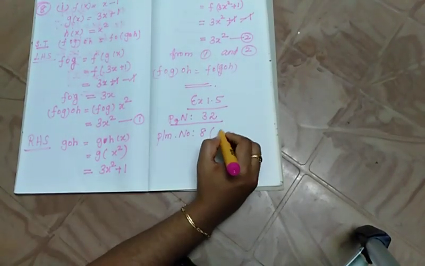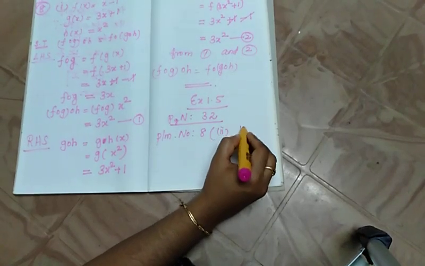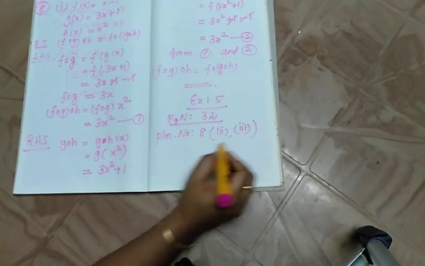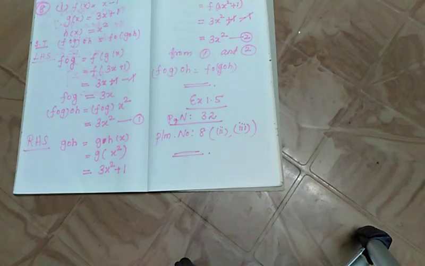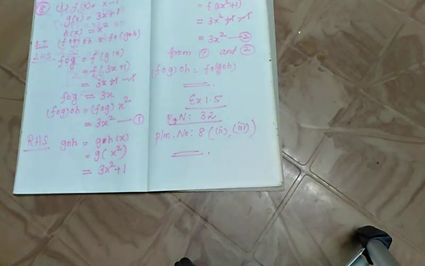So that the remaining in exercise 1.5, page number 32, okay, page number 32, problem number 8, second subdivision and the third subdivision is homework. Please do the homework. Okay, please do the homework, work out the problems. The problems are very simple, isn't that, ma'am? The problems are very simple.